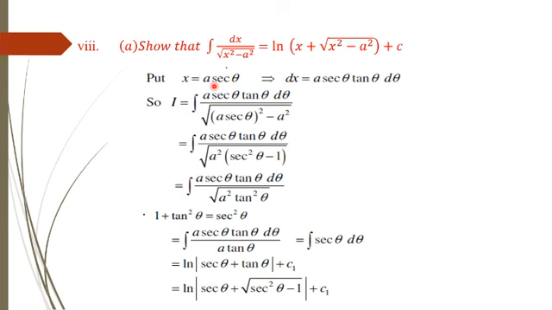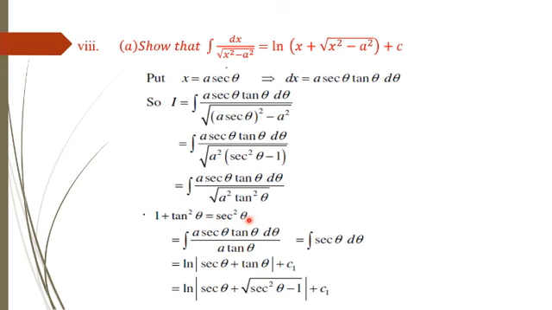replace this x by a secant theta. We have the square root of a secant theta whole square minus a square. Taking the square, we have a square secant square theta minus a square in the denominator. Taking a square common under the square root, we have square root of a square into secant square theta minus 1. And we know that from the formula 1 plus tan square theta is equal to secant square theta, then tan square theta is equal to secant square theta minus 1.